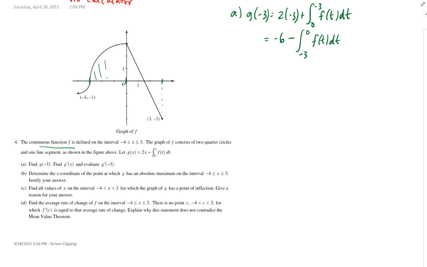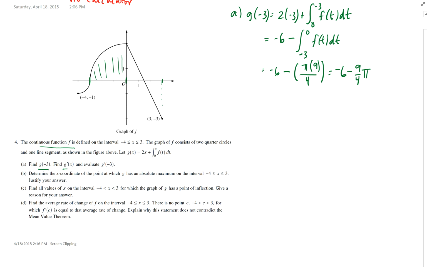Well, that's this quarter circle of radius 3. So that's going to be -6 minus the area of a circle, which is pi r squared. Pi times 3 squared is 9, divided by 4 because it's a fourth of the circle. So my answer is going to be -6 minus 9/4 pi. Okay, that's the first part of A.